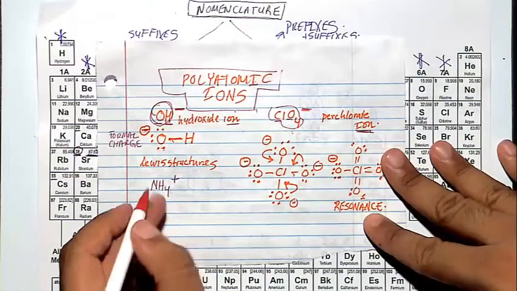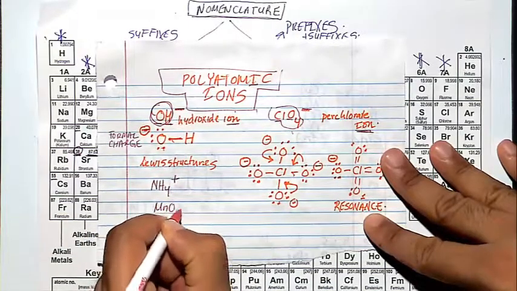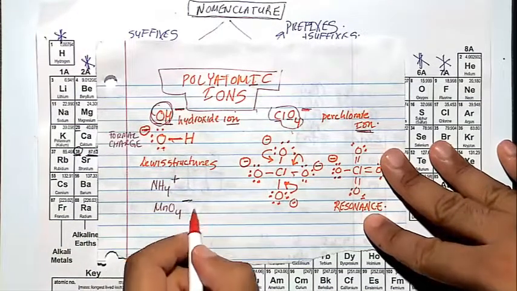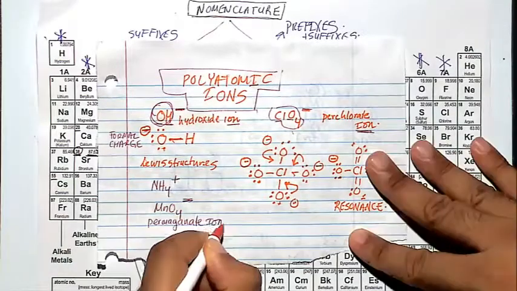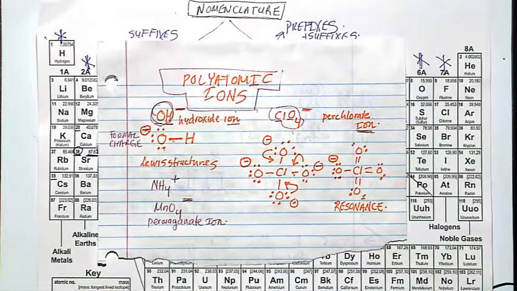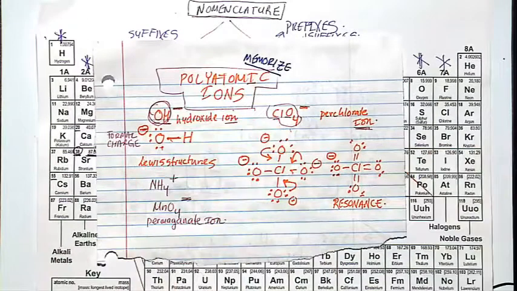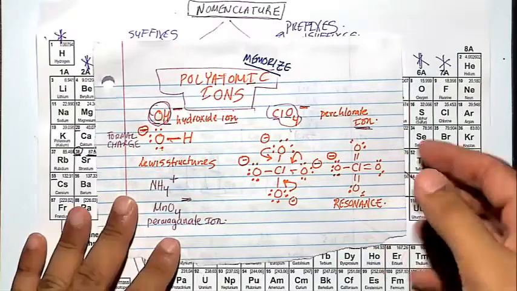And you could also have metals involved. This is called the permanganate ion, MnO4 minus. So now the question is, how do I name these polyatomic ions? Unfortunately, you're just going to have to memorize these. You just have to memorize polyatomic ions, because they are their own independent unit, their own independent group.